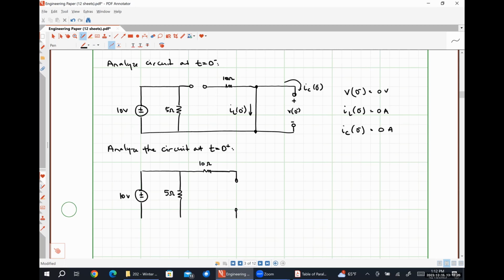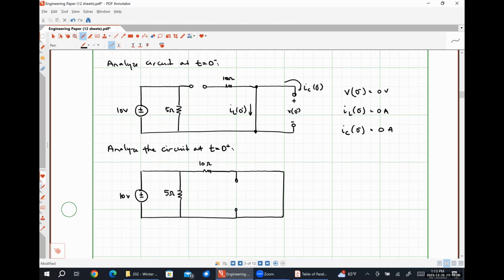I'm going to represent my inductor as if it were an open circuit, and my capacitor as if it were a short circuit. Somebody tell me why. Absolutely right. Since my voltage across my capacitor was 0 volts, I need to replace my capacitor with a 0 volt source, which is just a short circuit. Because the current flowing through my inductor was 0 amps, I'm replacing it with a 0 amp source, which is just an open circuit.